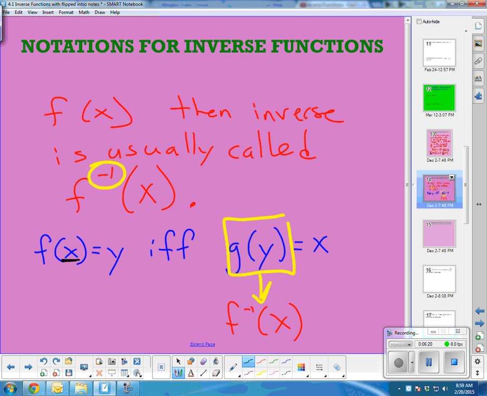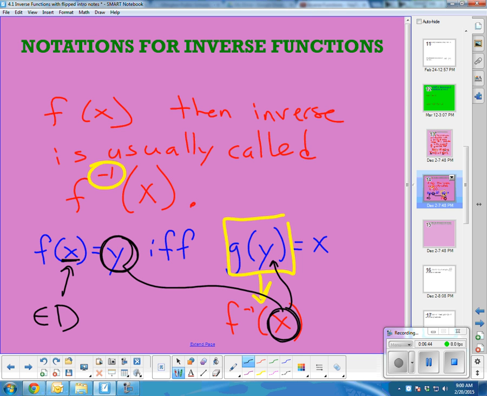This x is x input into f. But this x right here is actually this y. And that gets a little tricky with the notation. So we use x for both of them just because notation says we use x as the input into our function. But we have to understand that this x is an element of the set D, but this x is an element of the set R.